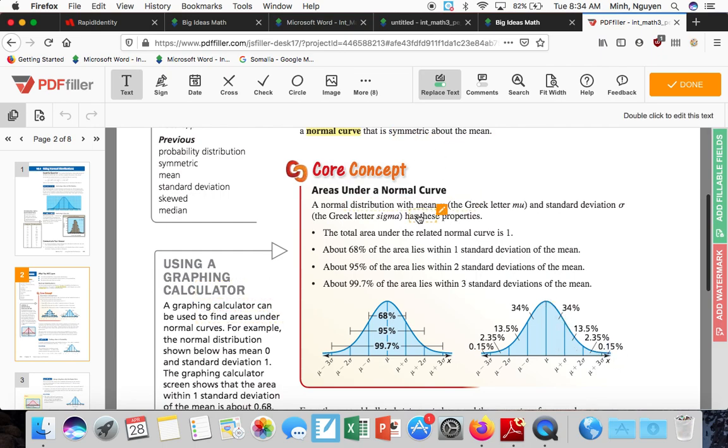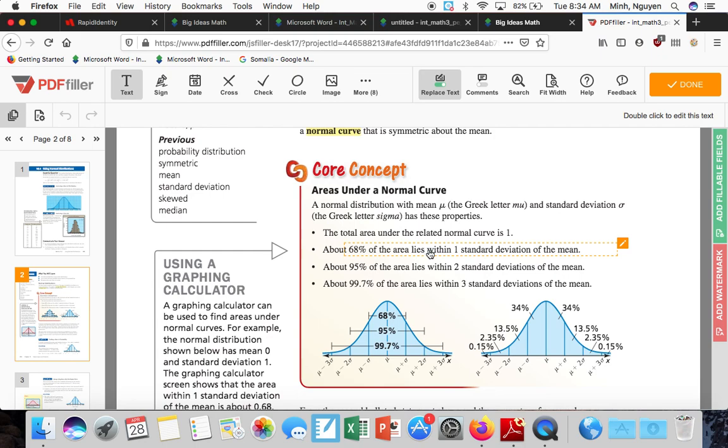And a normal distribution with mean mu, the Greek letter mu, and standard deviation sigma has these properties. The total area under the related normal curve is 1. And the total area corresponds with a probability of 100%. So 1 is 100%. That's everything that could happen. Everything that could happen is under here.